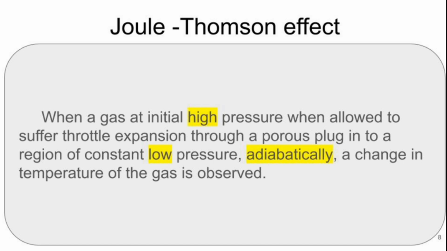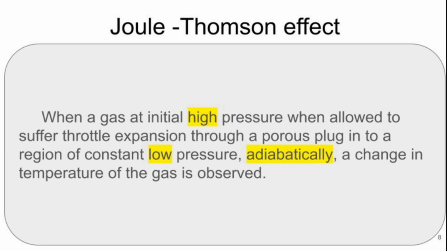When a gas at an initial high pressure is allowed to suffer throttle expansion through a porous plug into a region of constant low pressure adiabatically, you have to underline the word adiabatically. If the expansion is done adiabatically, then in general there is a change in temperature of the gas.